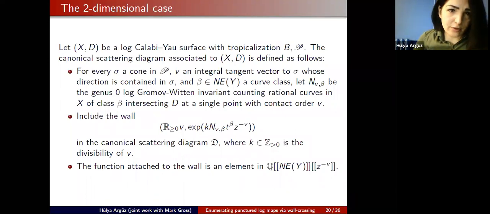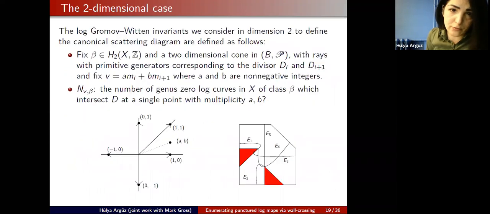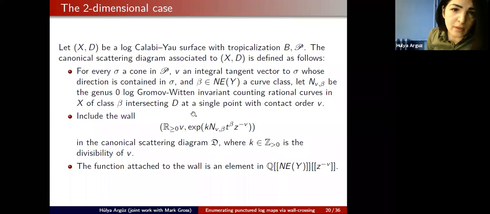in the two-dimensional case, if you look at Calabi-Yau pairs, if you want to construct a canonical scattering diagram, what we do is we associate a wall to every one-dimensional, codimension one ray. And the wall crossing function is given by exp(k N_beta t^beta z^(-v)), where k is some constant, and N_beta is the number of these curves we are counting that I was telling about here.